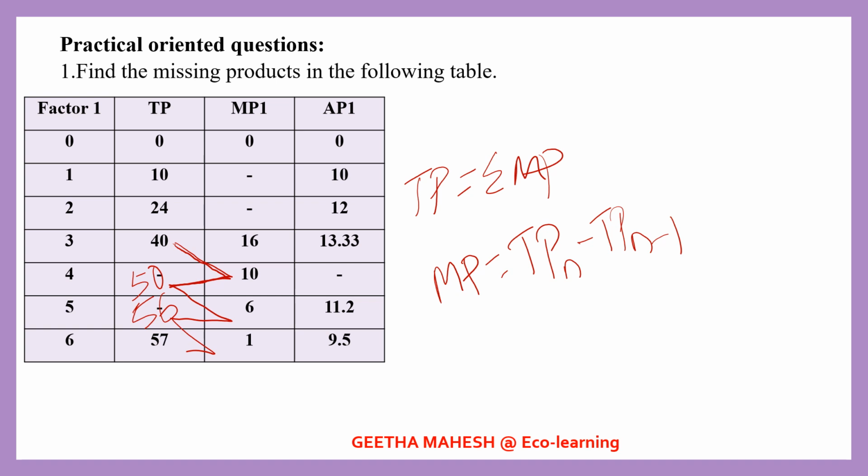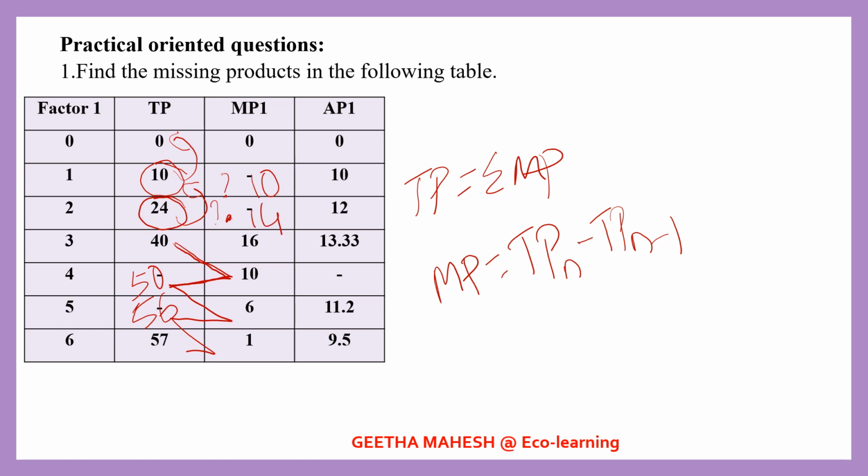So here, if you want to find out MP, see here TP we have 0, so we wrote 0, right? Now, if you want to find out this MP, take the value of TP and deduct from the previous value. So 10 minus 0 is 10. If you want to find out this, you have to take the respective total product and deduct from the previous value. So 24 minus 10, you will get 14.